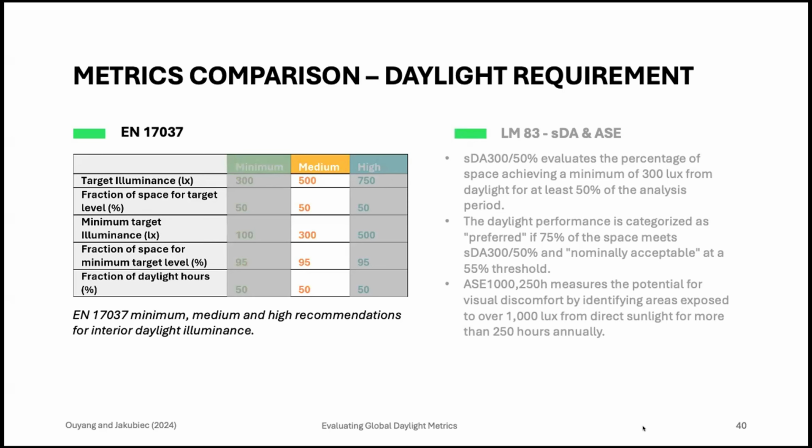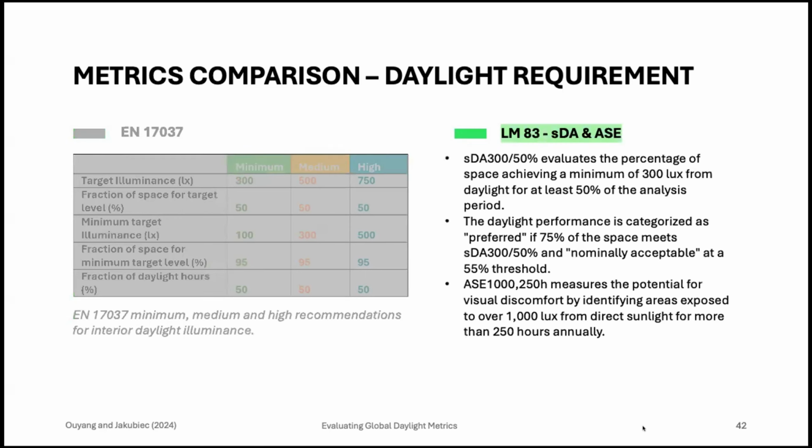For medium recommendation, at least 50% of the area must achieve 500 lux, with 95% of the area achieving at least 300 lux. And lastly, for high recommendations, at least 50% of the area should achieve 750 lux, with 95% of the area achieving no less than 500 lux.